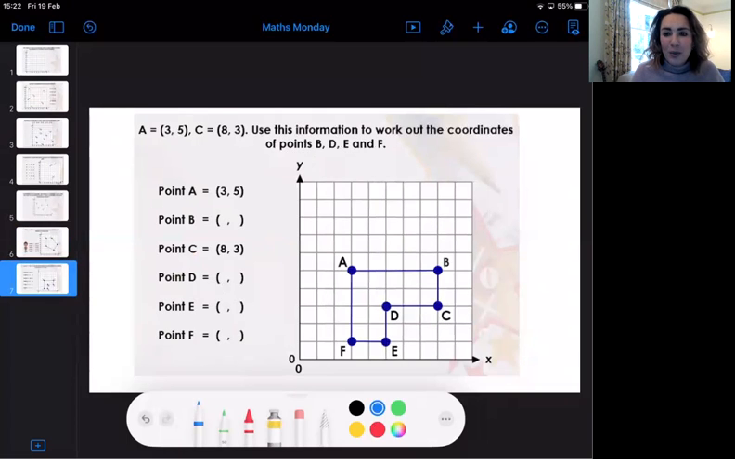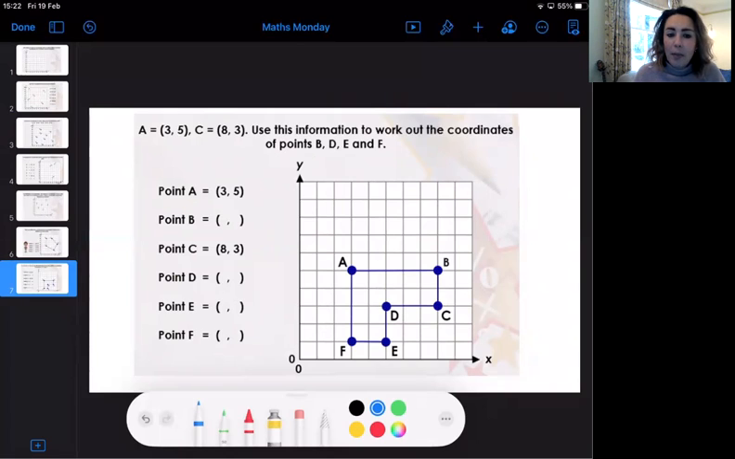We are moving on now to our last problem. So point A is 3, 5. Point C is 8, 3. You need to use this information to work out the coordinates of points B, D, E, and F.